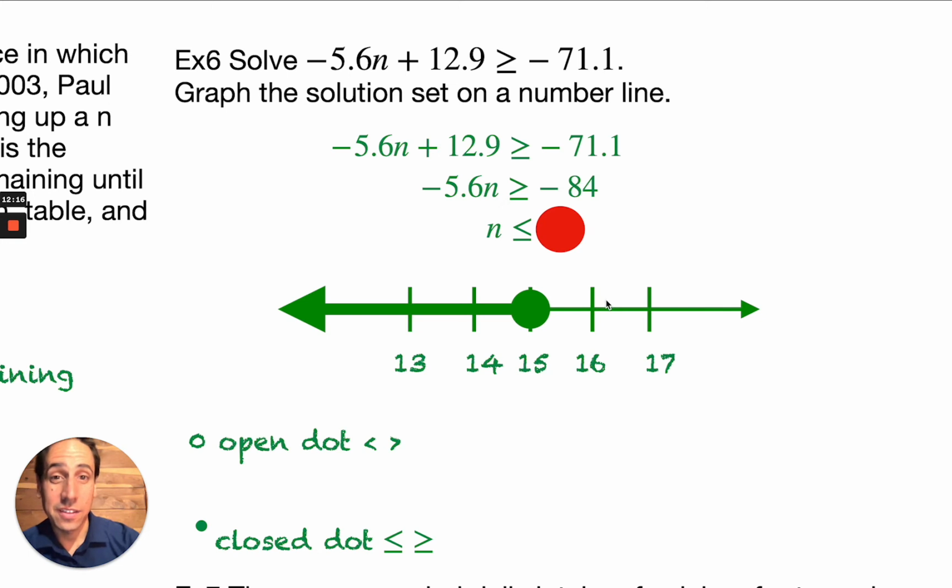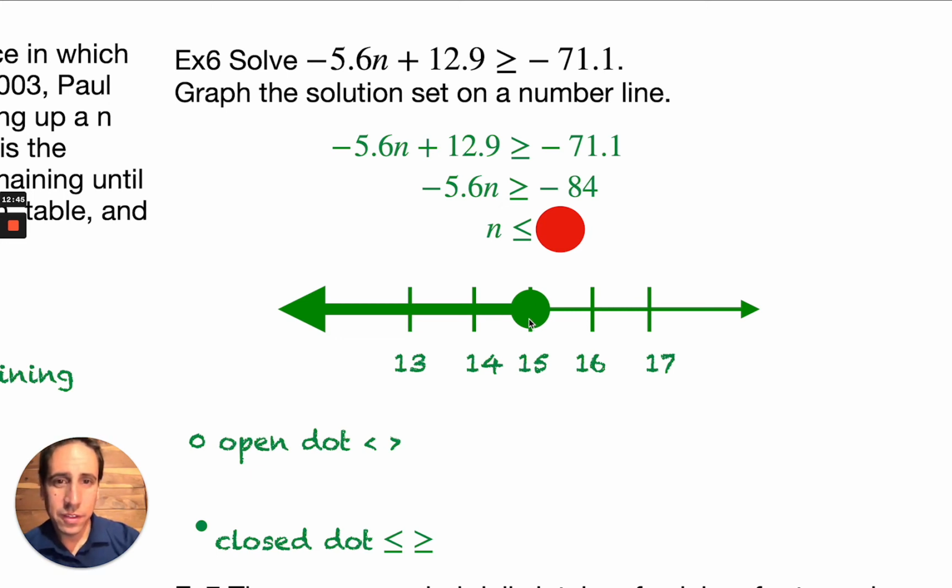In any case, one thing I do want to say, very important, is that you notice this is a greater than or equal to symbol here, but then down here it's a less than or equal to symbol. When you multiply or divide an inequality by a negative number, you have to flip the sign. That's the rule. Anytime you multiply or divide by a negative number, you have to flip the sign.